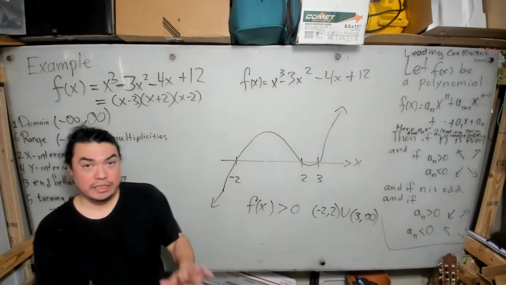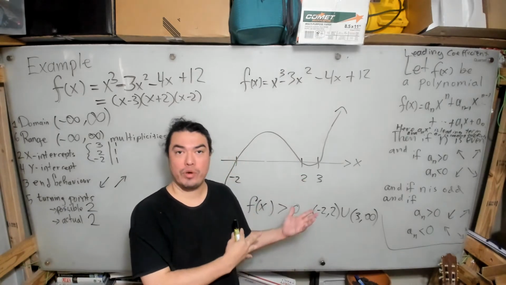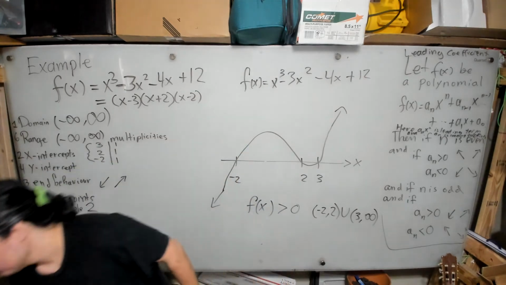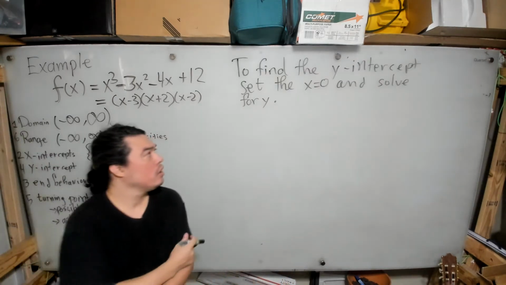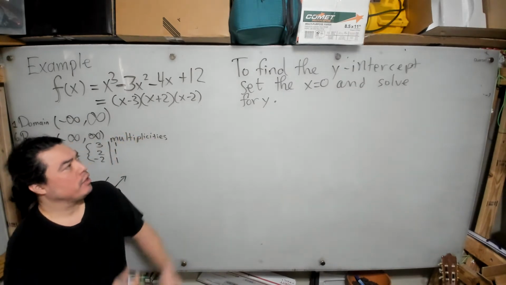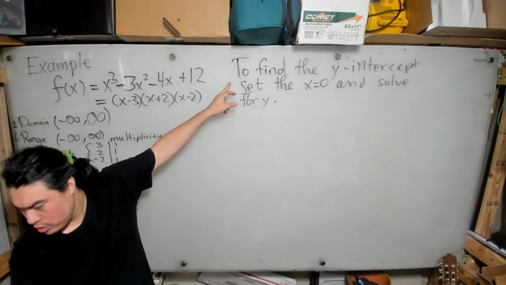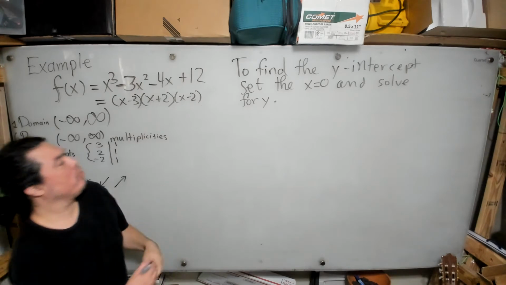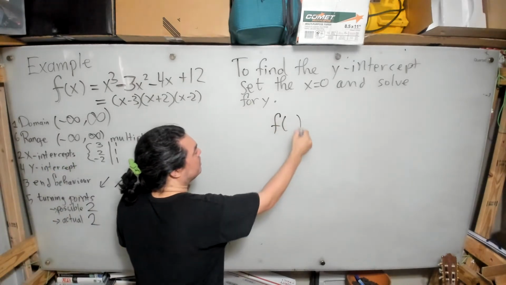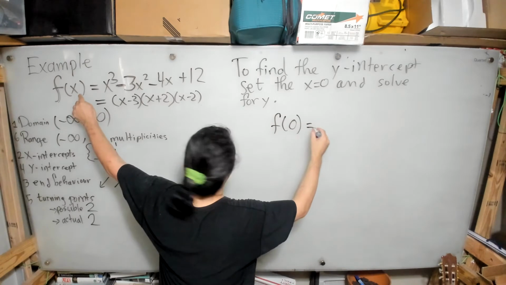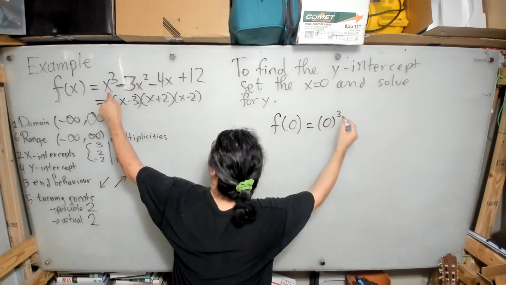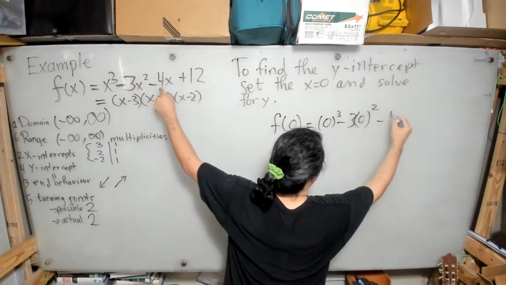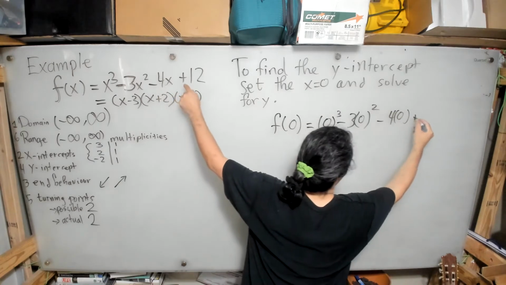But in any case, now that we've done all this preparatory work, we're going to find the y-intercept, and then we're going to do the formal graph. So let's do that. Now we're going to find the y-intercept. So how do we do that? To find the y-intercept, we set x equal to 0 and solve for y. We have our polynomial, so we can plug in. F of 0 is going to equal 0 cubed minus 3 times 0 squared minus 4 times 0 plus 12.